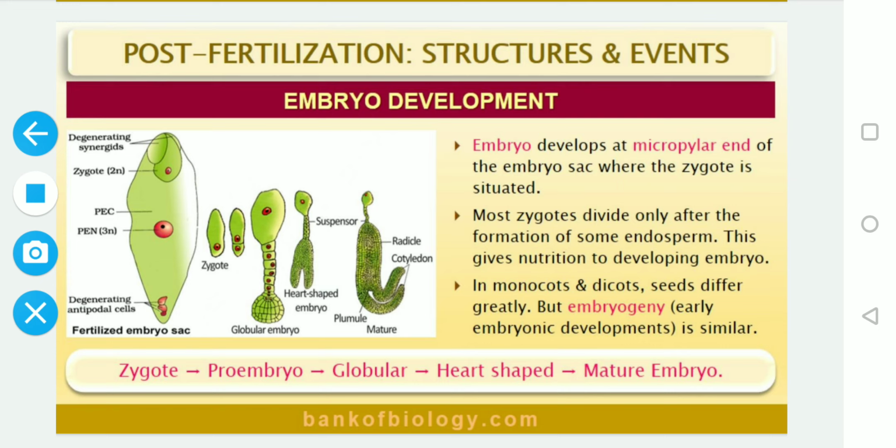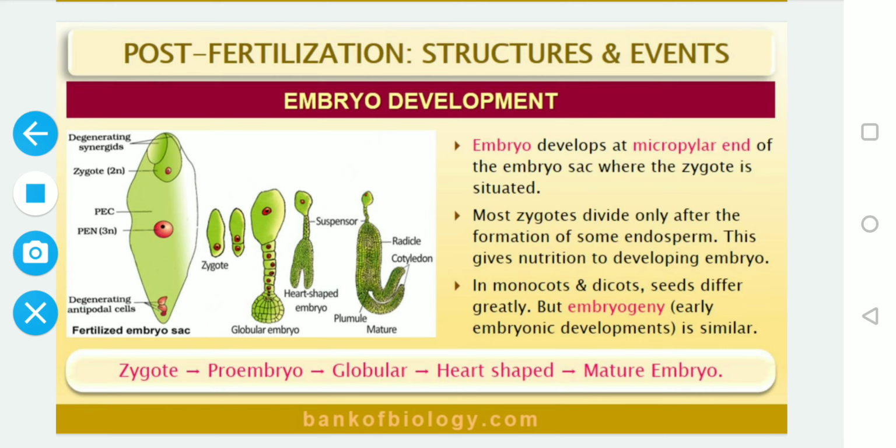Just think about it. If there will be no nourishment, how does the embryo develop? Isn't it? That's why the first stage is the formation of endosperm. Then later embryo development will start. Got it? Here, briefly, as I said, the zygote will turn into the pro-embryo stage. Then later it will develop into the globular stage.